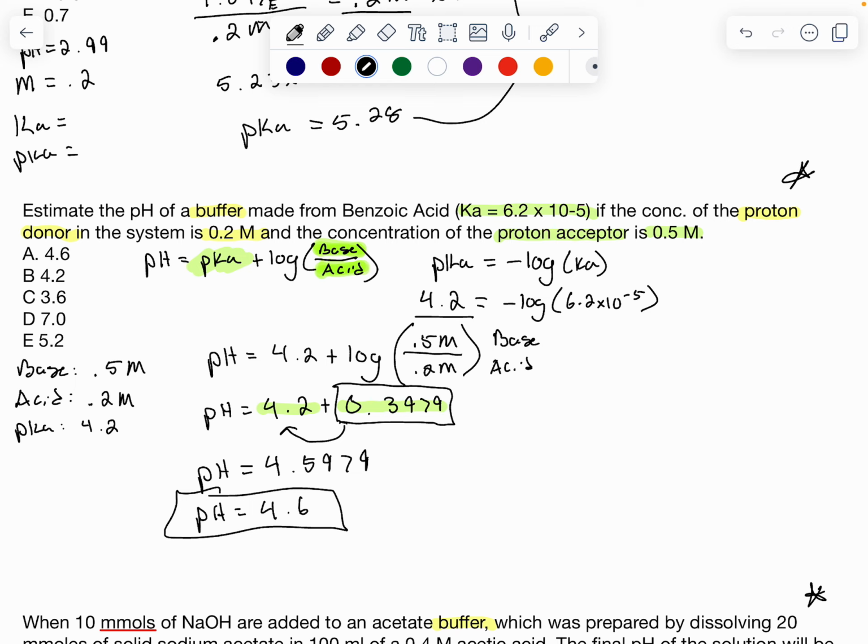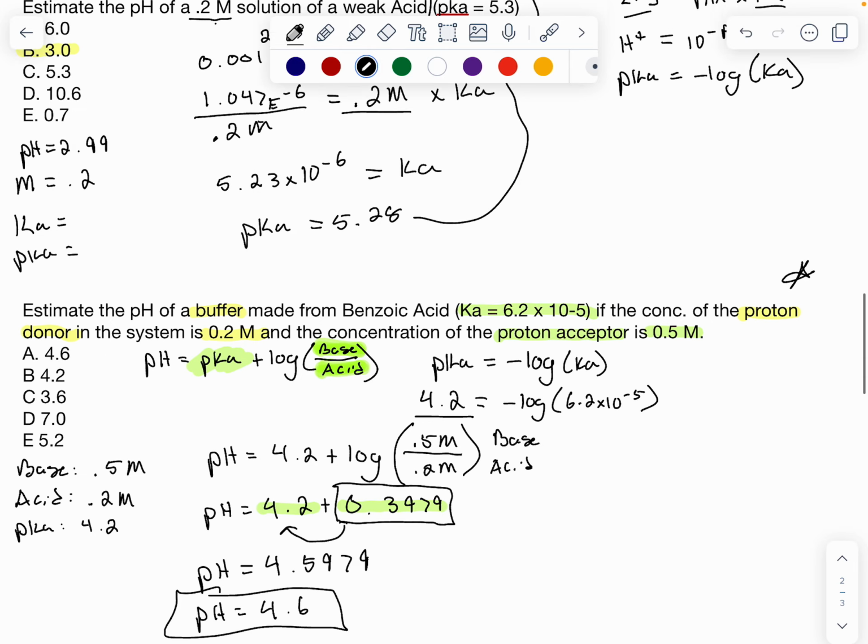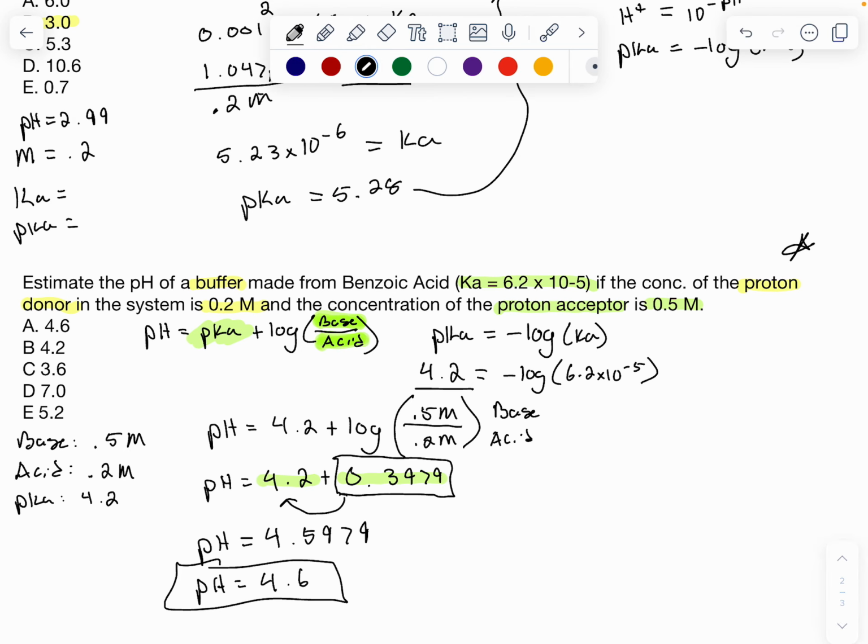We're trying to see how much of an overall change this logarithm has on the pKa, and that'll give us our overall change in pH. And I hope I laid this out pretty well.